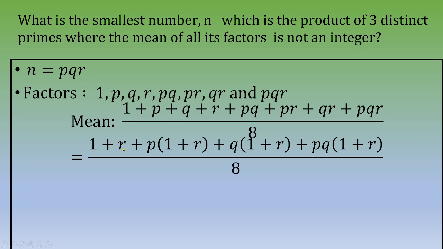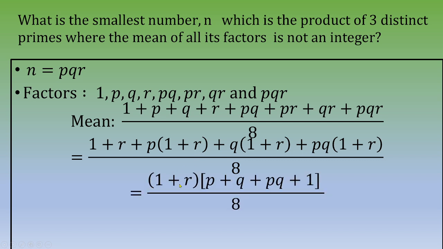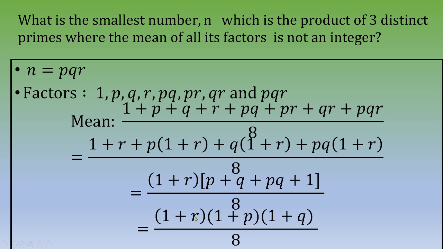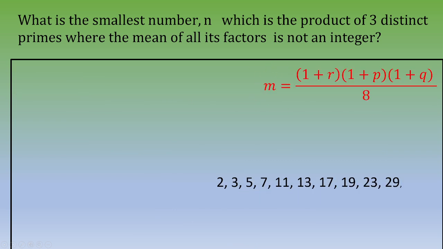So now 1 plus r, this is the common factor, so you end up with 1 plus r times p plus q plus pq plus 1, over 8. So now if you factor this quantity, you end up with 1 plus r times 1 plus p times 1 plus q over 8. So the mean is in red, and the mean is not an integer, remember.